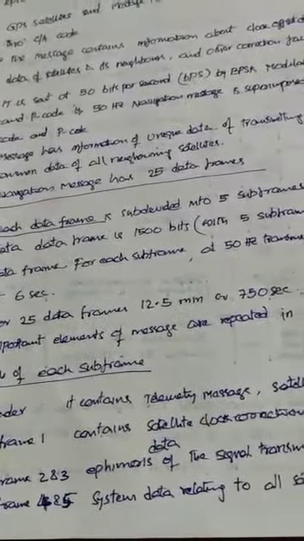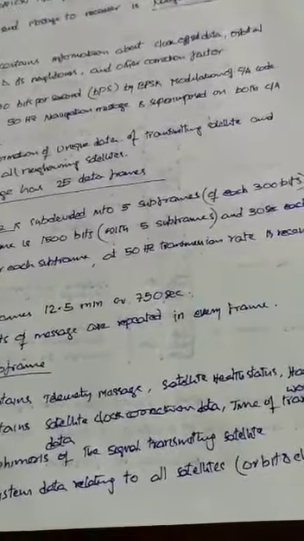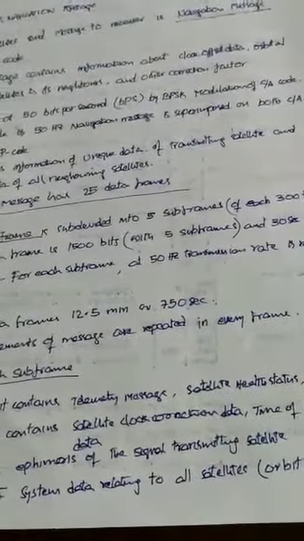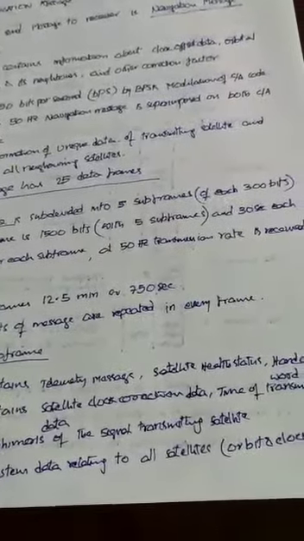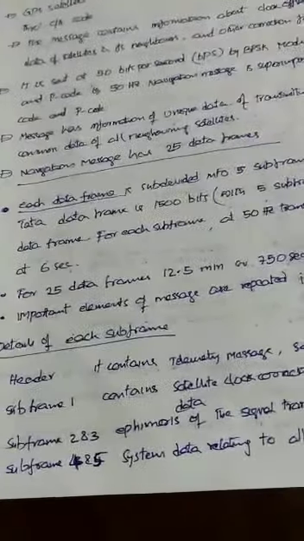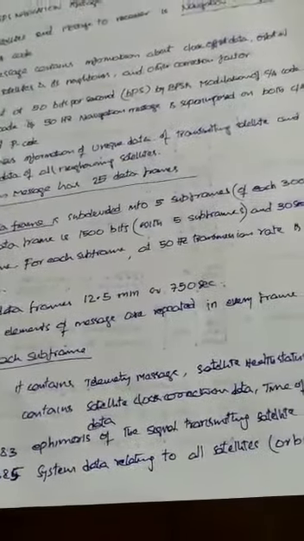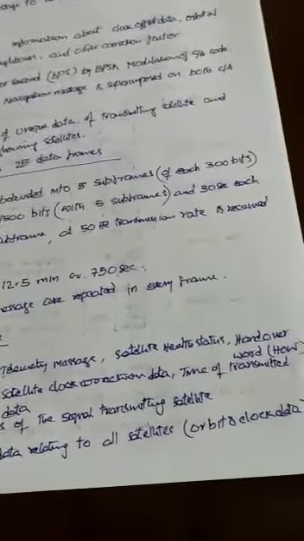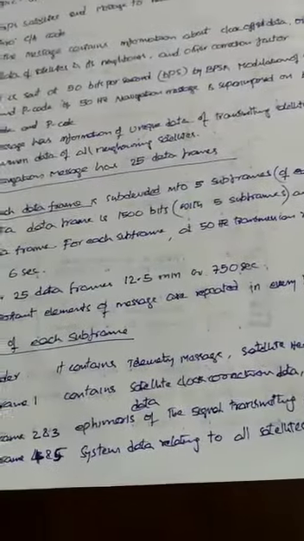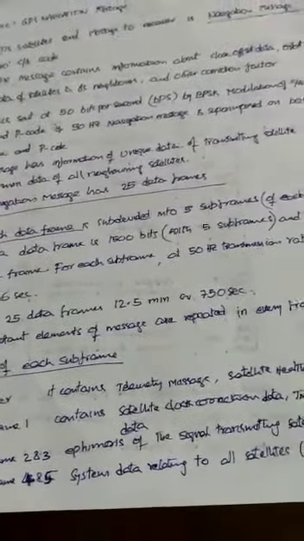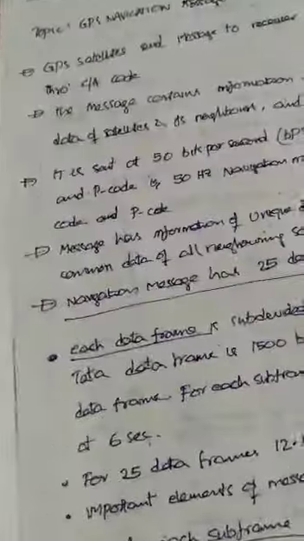Subframes 2 and 3 will contain the ephemeris data of the signal-transmitting satellite. Ephemeris is nothing but the orbital elements of this data, azimuth angle, elevation angle, all the information about the transmitting satellite, which is called the ephemeris data. Similarly, subframes 4 and 5 contain the varying data which represents all the satellites, like orbit and clock data of the different satellites. Normally, subframes 1, 2, 3 are the same, and 4 and 5 change for each satellite.